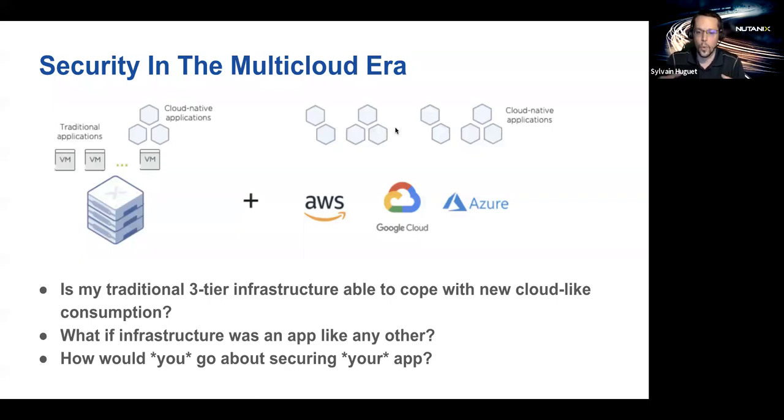And so what if instead of having those layers upon layers upon layers of complexity, what if your infrastructure was an app like any other? How would you go about securing your app in that environment? That's my question to you guys. That's my send off and your homework, if you want. Really think about how you're going to secure that and build together that DevSecOps team, because that's the way forward.